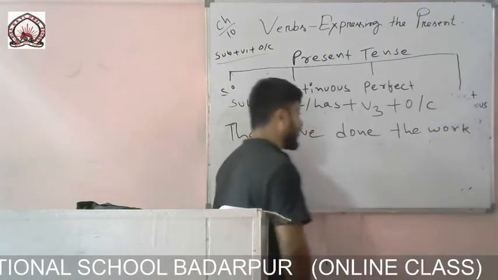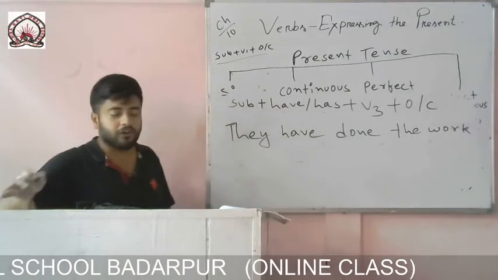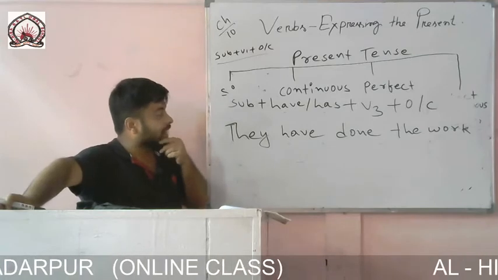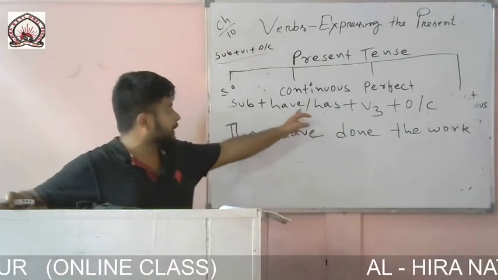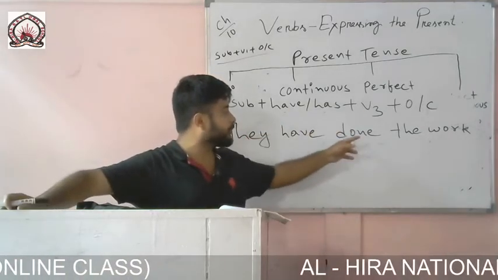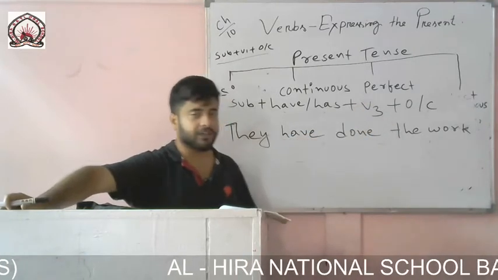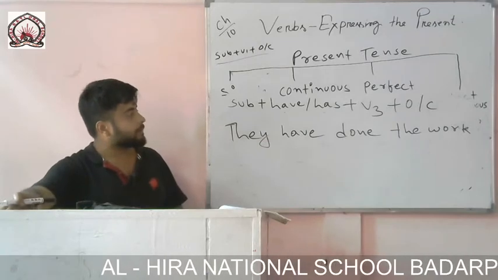Now done is the third form of the verb do. They have done the work. Subject, have or has according to the subject. Then verb 3, we know that done is the third form of the verb do, then object or complement. Here the work is the complement.